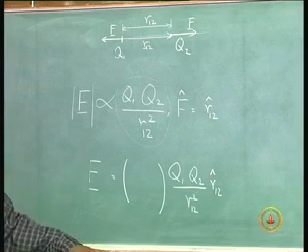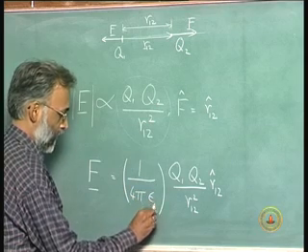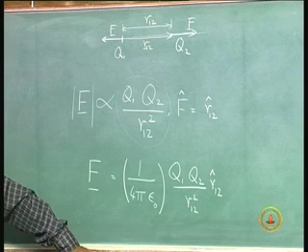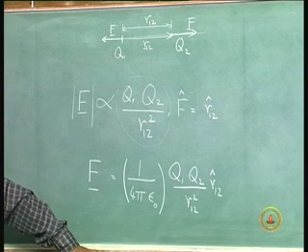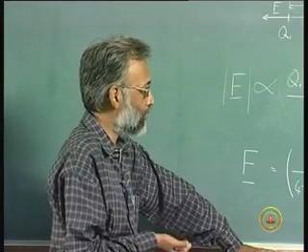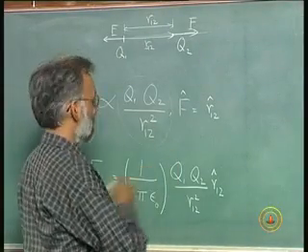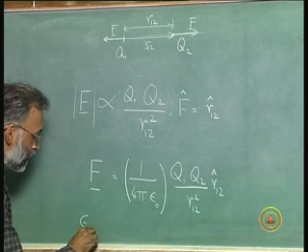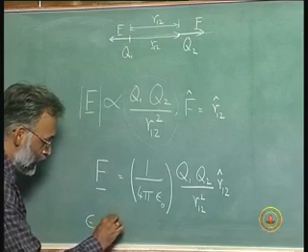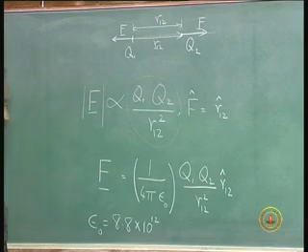and for SI units this proportionality constant is called 1 over 4 pi epsilon 0. This, as I told you, is completely arbitrary. In another coordinate system, this proportionality constant would be different. For now, all that is important to know is that epsilon 0, which is called the permittivity of free space, has a value of 8.8 into 10 to the minus 12, okay.